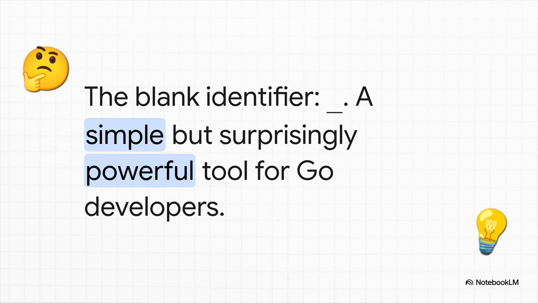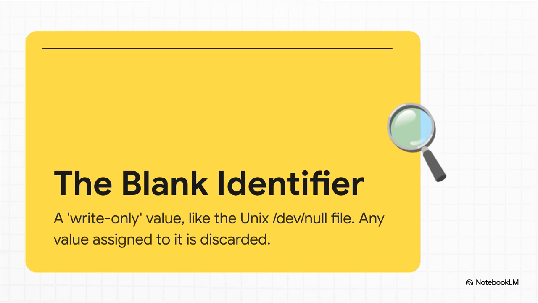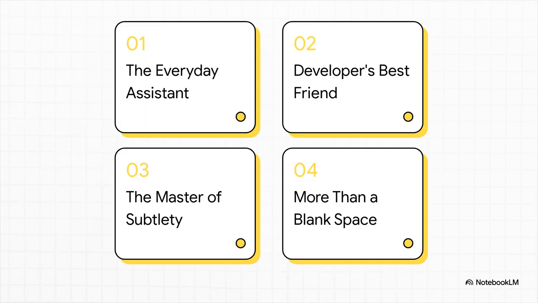It's a multi-talented tool that makes our Go code cleaner, our development process way smoother, and our programs a lot more robust. At its heart, the idea is beautiful in its simplicity. The best way to think about it is like the Unix /dev/null file. It's basically a write-only black hole for code. You can assign any value of any type to it, and poof, that value is just gone, harmlessly discarded. But as we're about to see, this simple act of throwing something away is exactly what makes it so incredibly powerful.